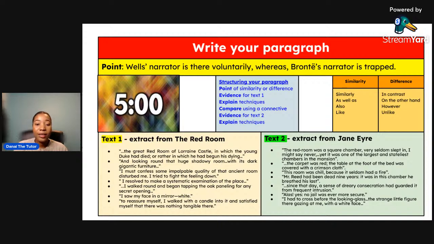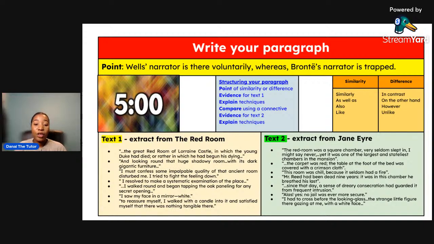For this question, we're saying the narrator's there voluntarily, whereas Bronte's is trapped. You want to find a quote for text one that shows that he wants to be there, that demonstrates this sense of freedom and exploration that comes with choosing to be there. So that will be your quote for text one, and you can pick from the quotes that are on the screen in the yellow box for text one. Like I said, explain the techniques that are used. What are the words that are helping to show his sense of freedom within this unfamiliar setting?